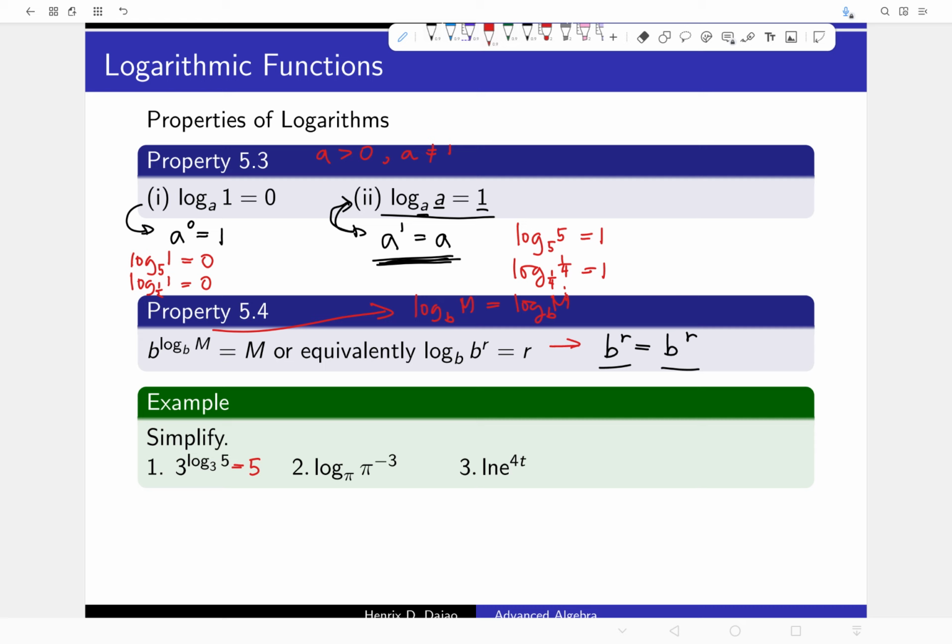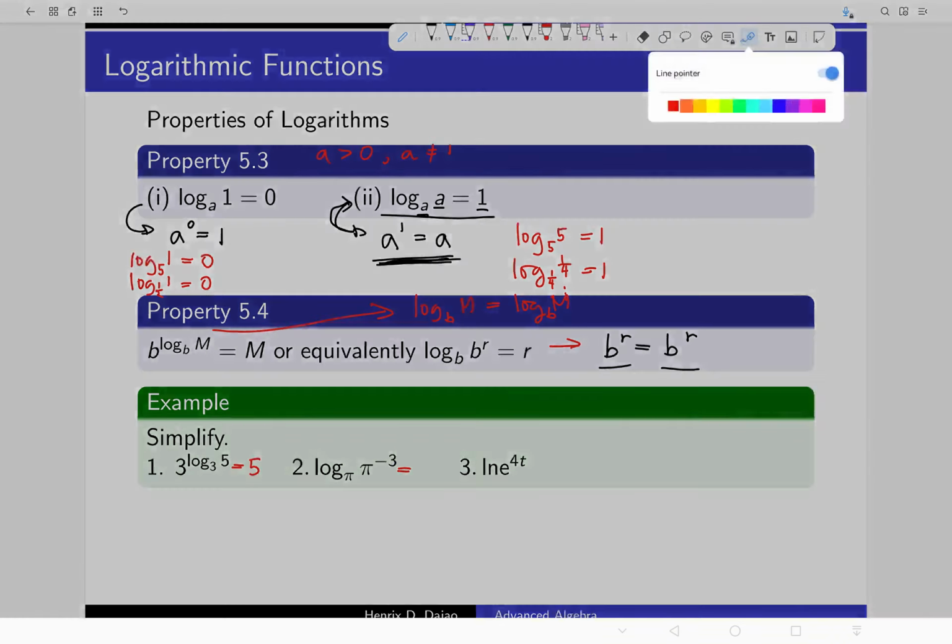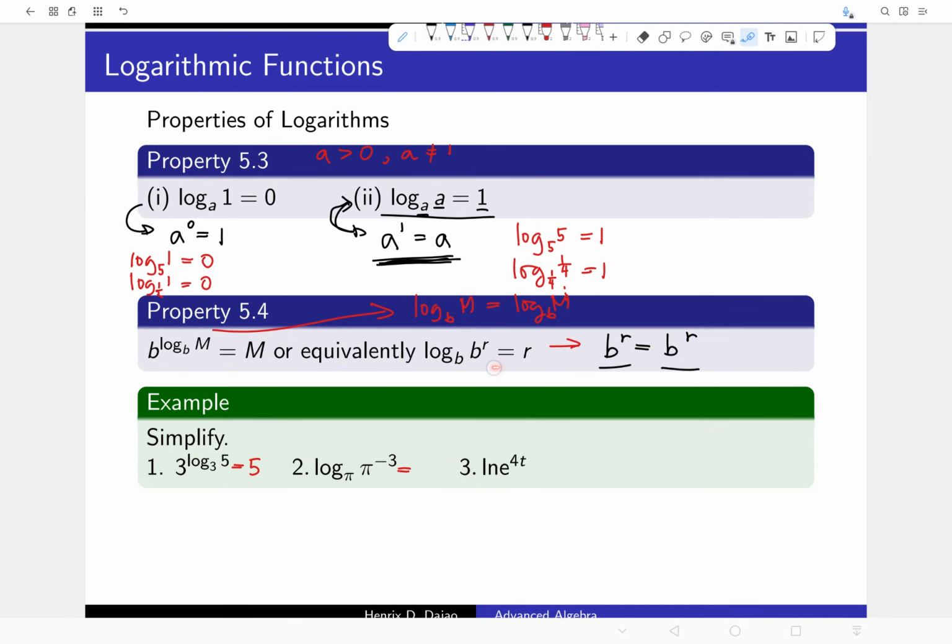Now how about this one? We will apply the second part. To simplify this expression right here, we will use this one. As you can see, this one is in this form. So we have the b, and that's equal to r. So which means our answer is negative 3.